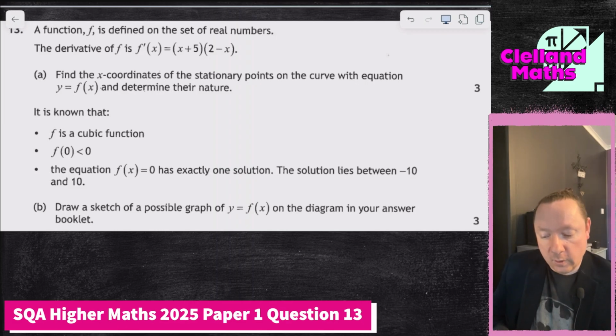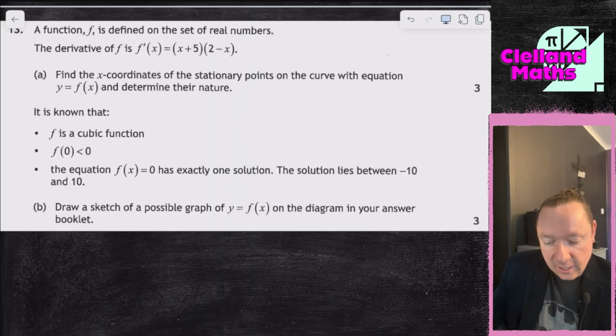2025, Paper 1, Question 13. A function is defined on a set of real numbers as this. The derivative, f dash x, is x plus 5 times 2 minus x. It says find the x-coordinates of the stationary points on the curve with y equals f of x and determine their nature.